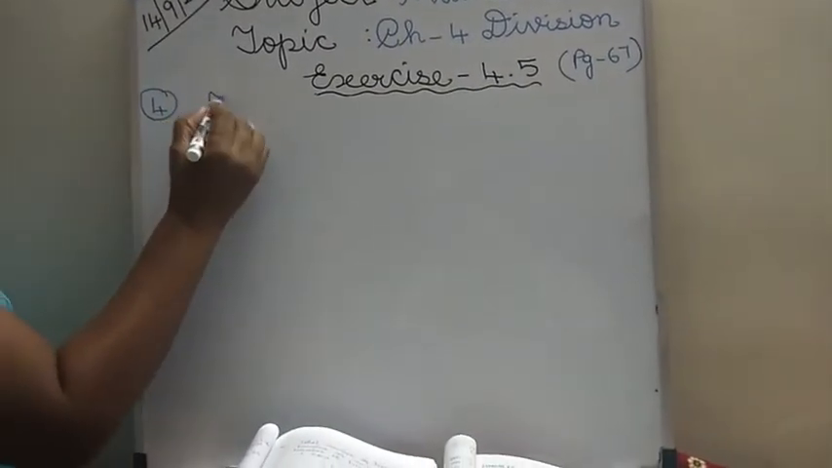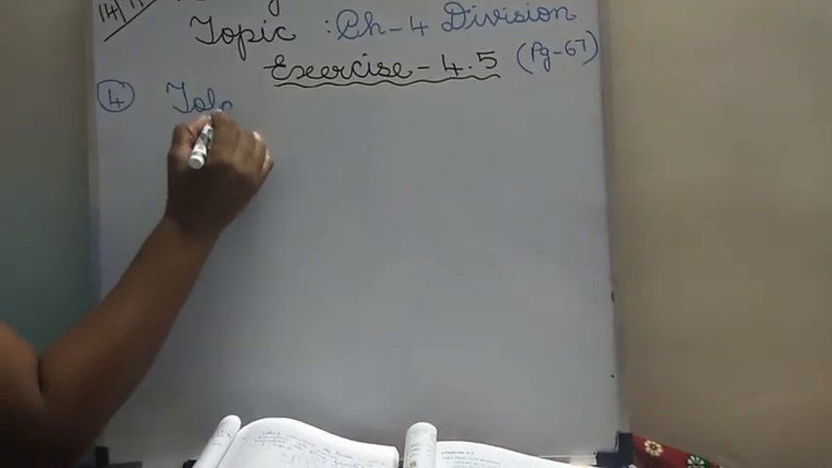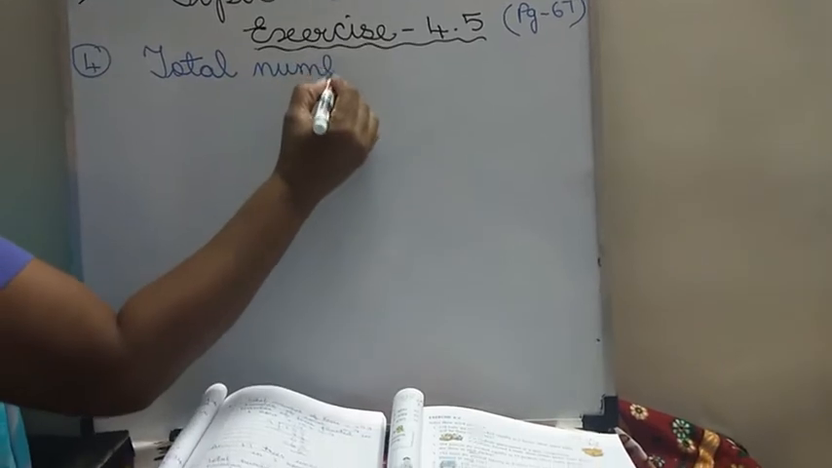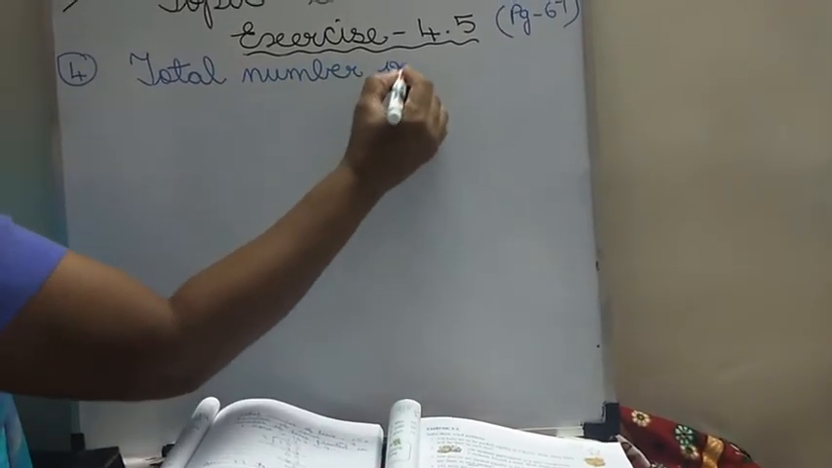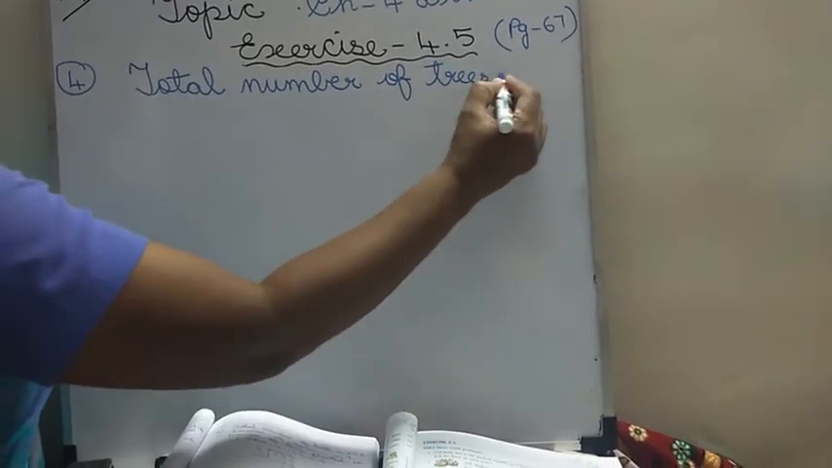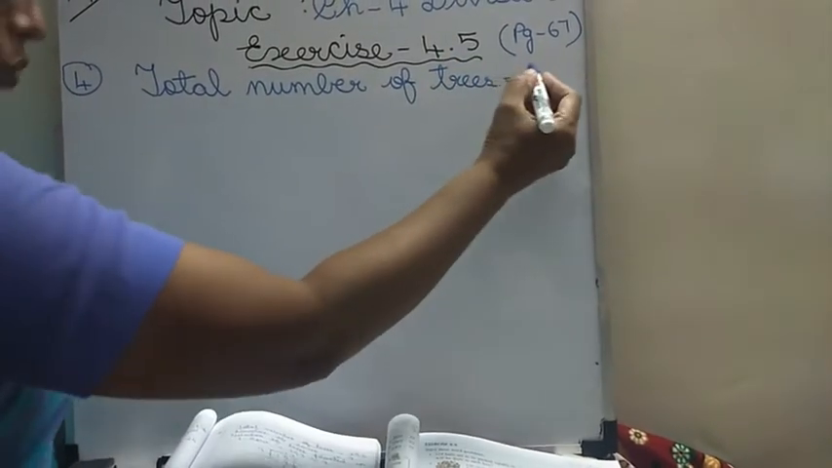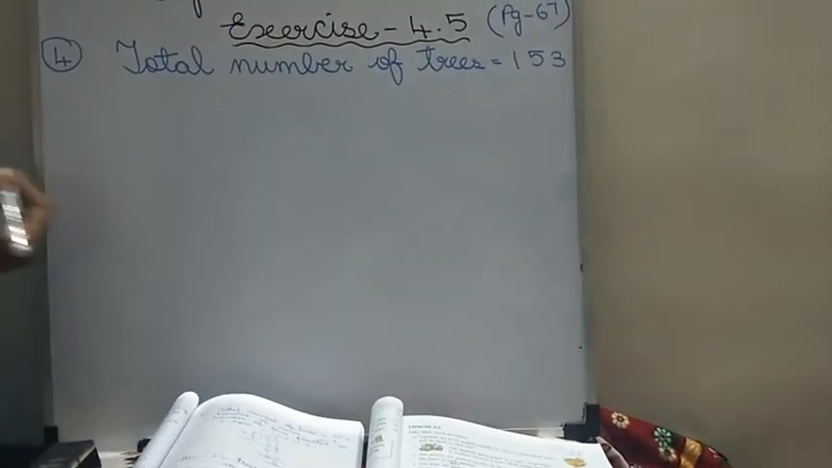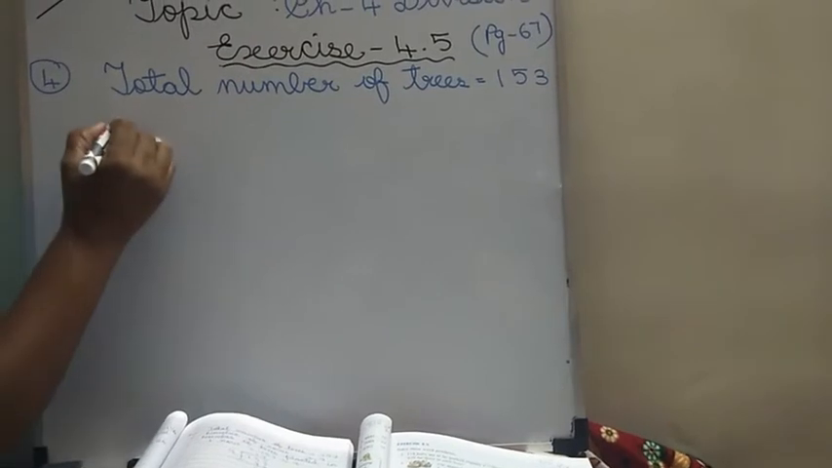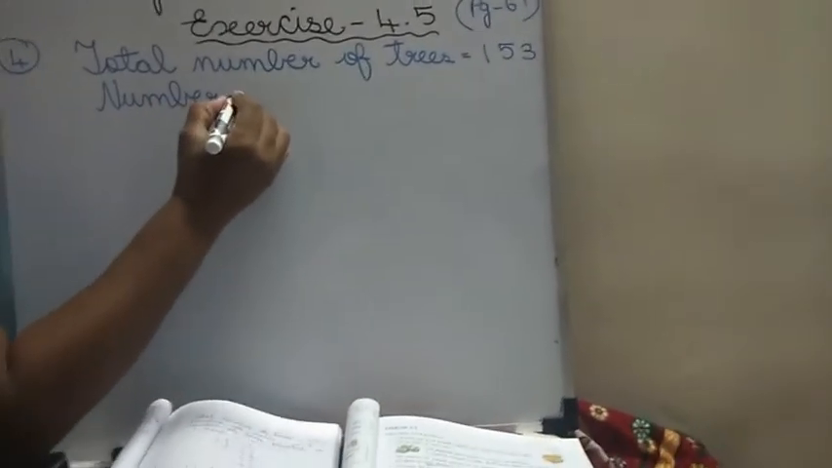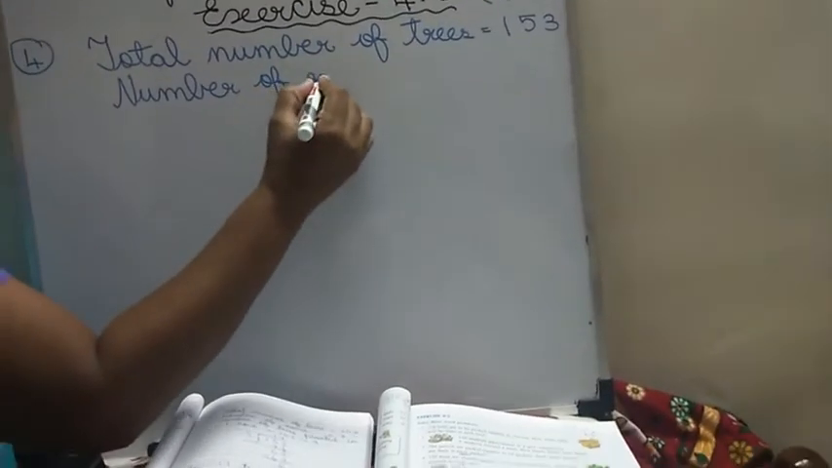So what did we say, total number of trees, how many, children? Total number of trees is 153. And number of rows, how many rows were there?